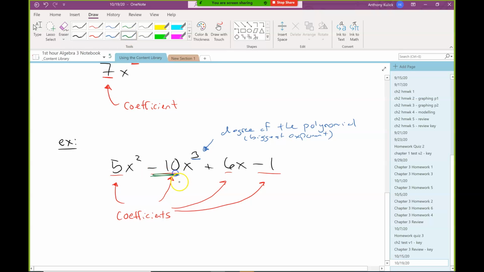And the coefficient on the monomial that has the biggest exponent we refer to as the leading coefficient. Everybody okay with that idea?